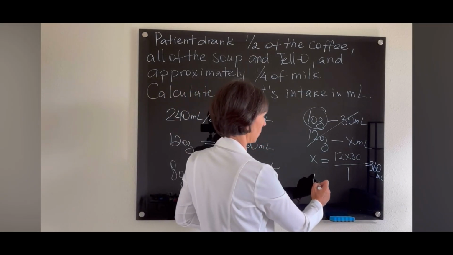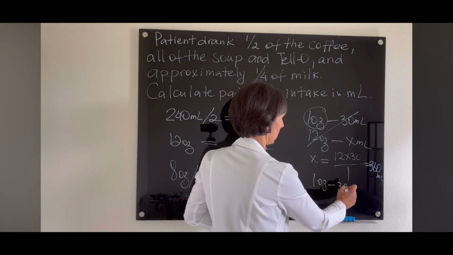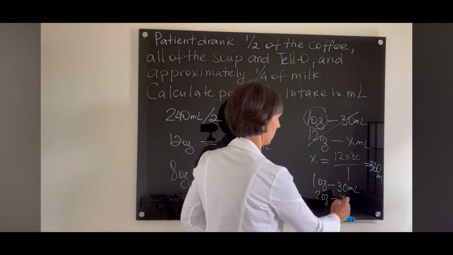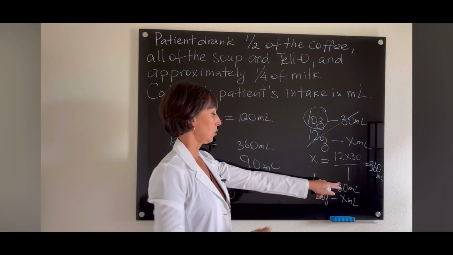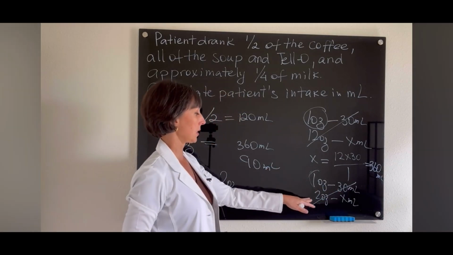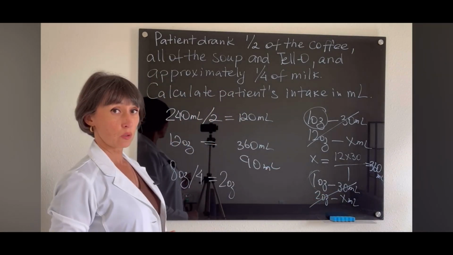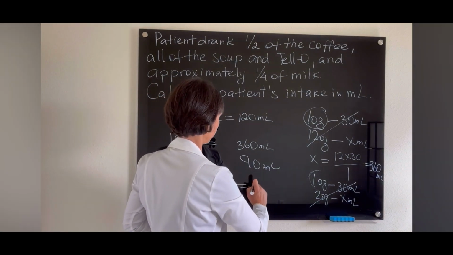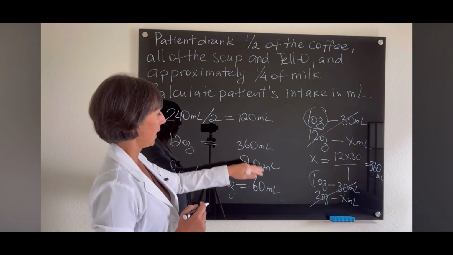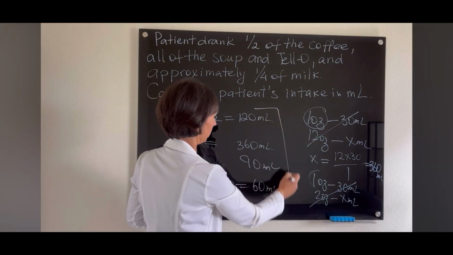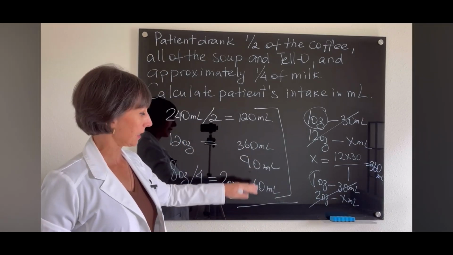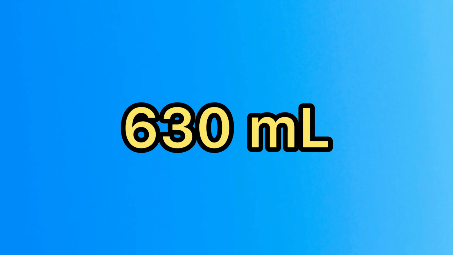Again, if 1 ounce is 30 milliliters, 2 ounces is X milliliters, and you can see we're just multiplying 2 by 30 and dividing by 1, which is the same number. So 30 times 2 is 60. We got 60 milliliters here. Now we just need to add these numbers up all together. 120 plus 360 plus 90 plus 60 is 630 milliliters.